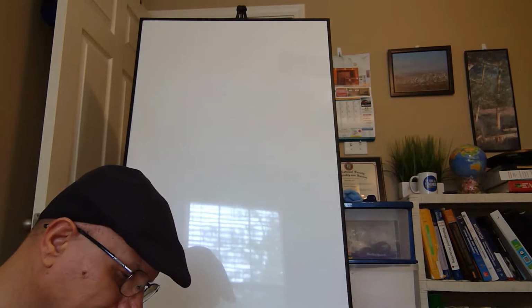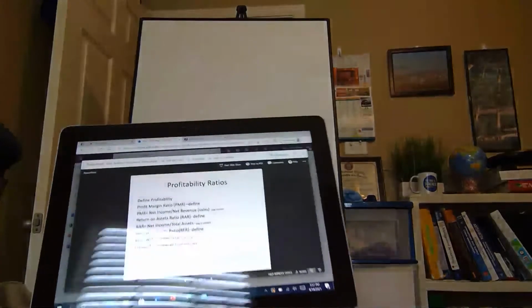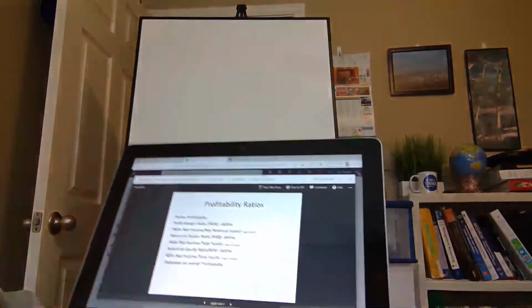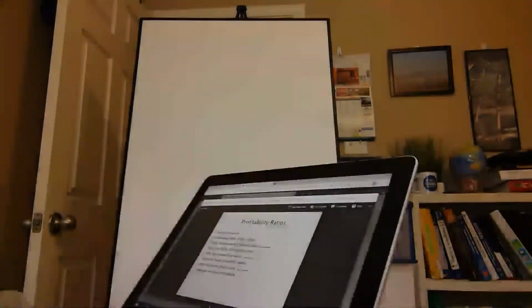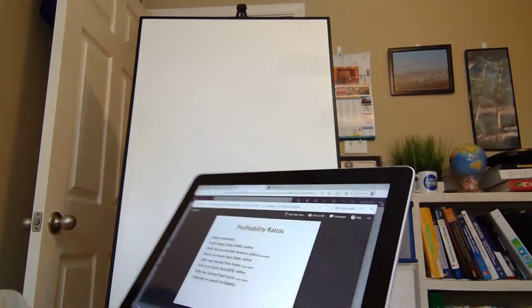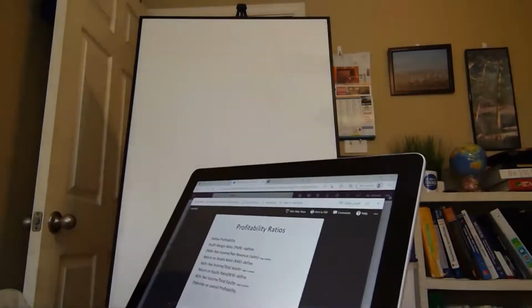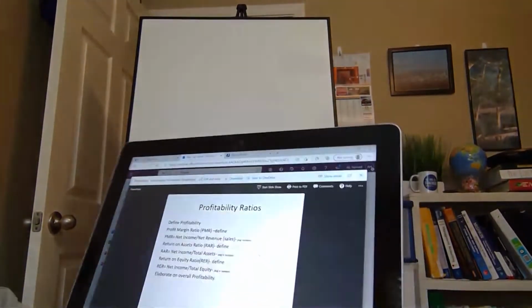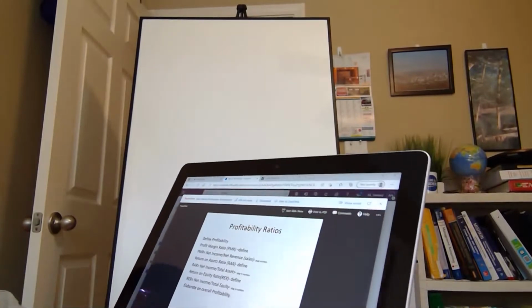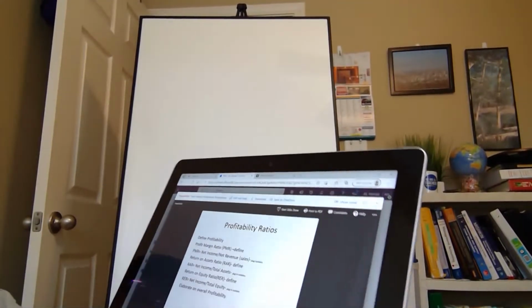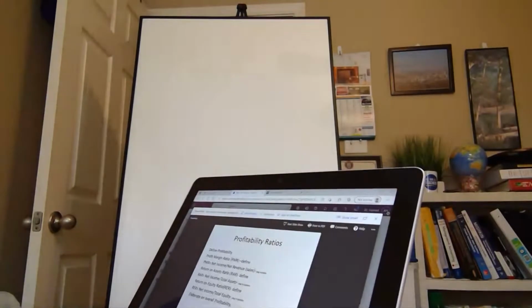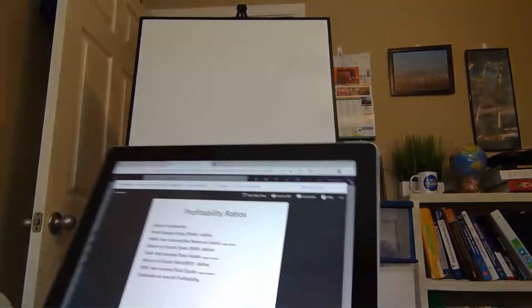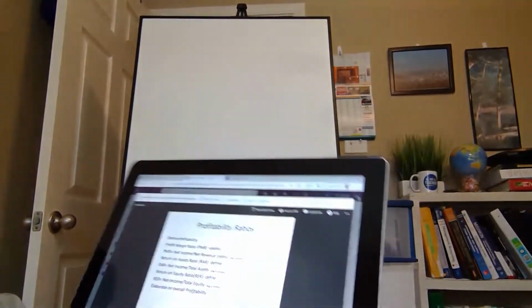The next slide is profitability. Like it says here, define profitability, and then the profit margin ratio. You define the profit margin ratio, and I wrote the formula for you: net income divided by net revenue. Your net revenues are going to be your sales, so plug in the numbers.